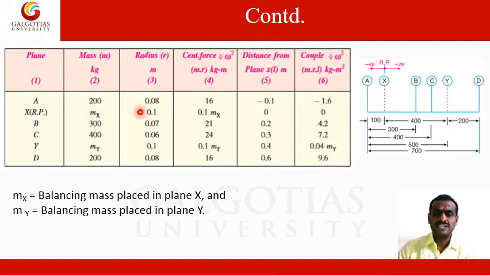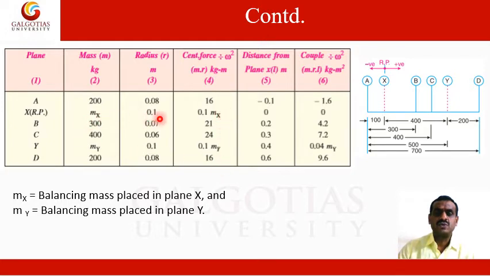Then the respective corresponding radii we also enter in the radius column, that is RA, then RX, RY, like that. Then the centrifugal force will be calculated using the formula m omega square r. The omega square value is common, so we divide by omega square and get the centrifugal force as m into r, that is 200 into 0.816. Like that we are multiplying and entering all the values in the centrifugal force column.